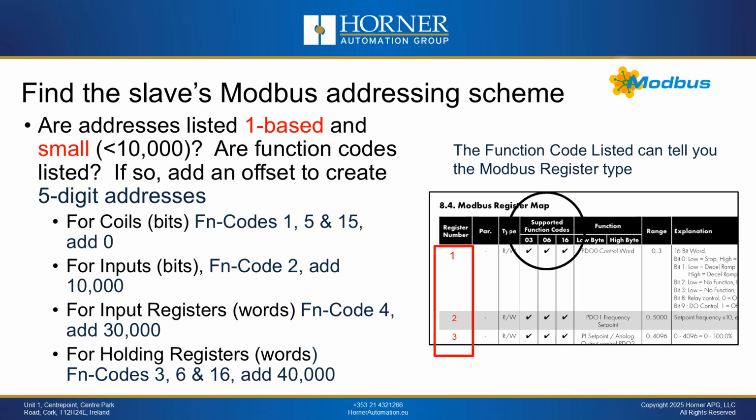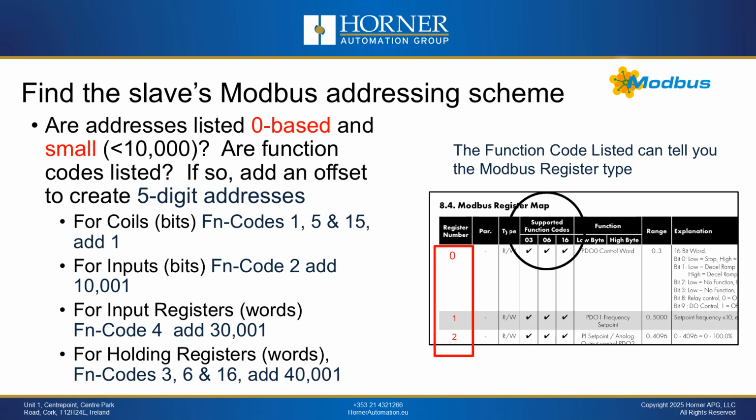If what we are looking at instead are small numbers that are one base, and we also see function codes listed, that tells us that we are going to have to build our 5-digit Modbus address by adding an offset. How big of an offset do we add? Well, that depends on the function code. If the function code listed is associated with holding registers, for instance, then we need to take that register number in the chart and add 40,000 to get to our 5-digit traditional Modbus address. If it is an input register with a different function code, you would need to add 30,000.